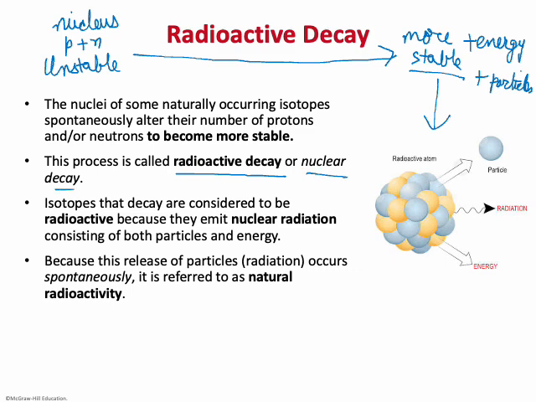It's also called nuclear decay. Why? Because the nucleus is decaying. All of this is happening from the nucleus. So it's also referred to as nuclear decay. And the atom that undergoes this is called the radioactive atom. It produces particles, nuclear radiation, and some energy.